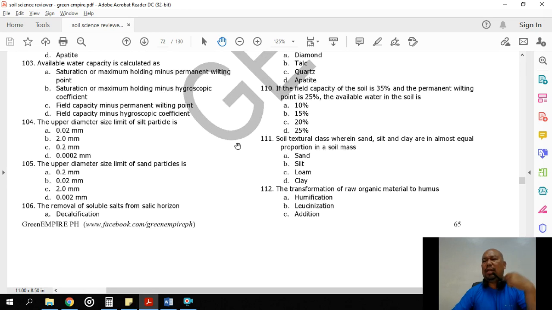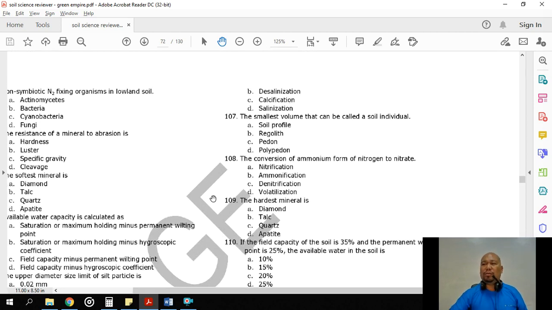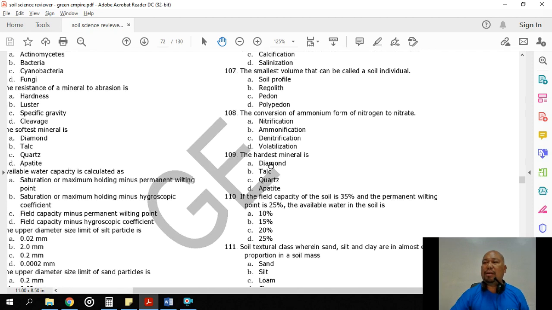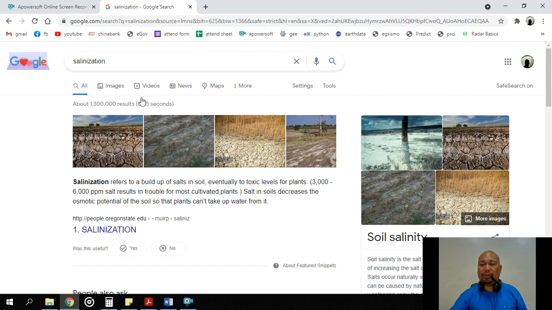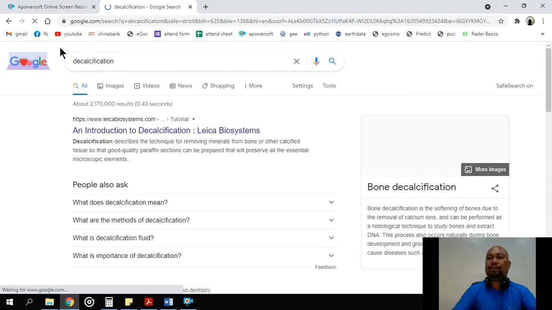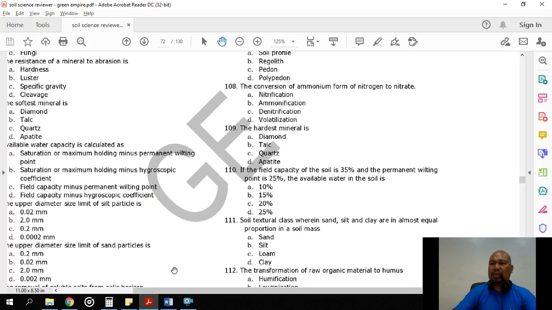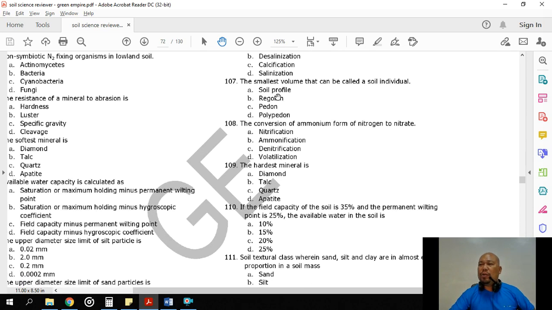So you look up decalcification and calcification, it's up to you. Decalcification. Let's try to look that up. Removing minerals from bone or other calcified tissue. No, that's weird. Probably not. I don't know, so let's just leave that one. Okay. Wait, where are we? Here. Number 107. Time check, 29. Almost out of time.